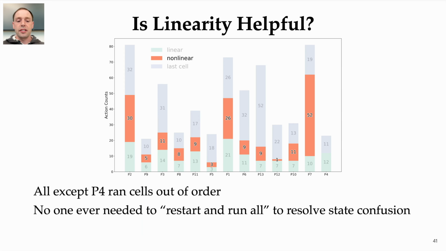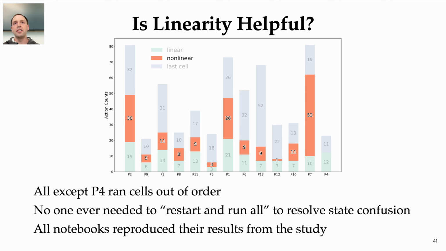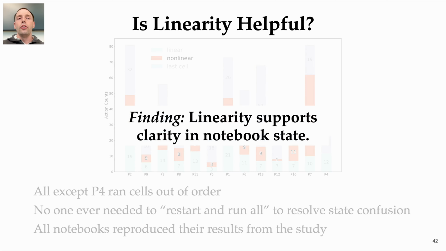And perhaps most interestingly, none of our participants ever had to use the restart and run all feature to resolve the state confusion about their Python state. And then just as a sanity check, we took all of their final notebooks and we did use restart and run all at the end just to make sure they produced the same results, and they did. So this suggests that the linearity does support some amount of clarity in the Python notebook state.